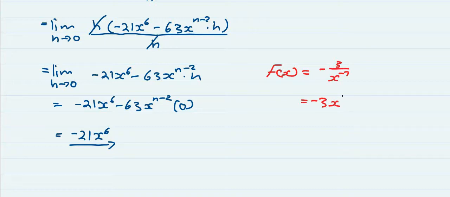2 exponent 7. So we use the power rule, multiply by 7 over minus 21 more minus 1 over x to the exponent 6. Our final answer is that. Then our level number 2.